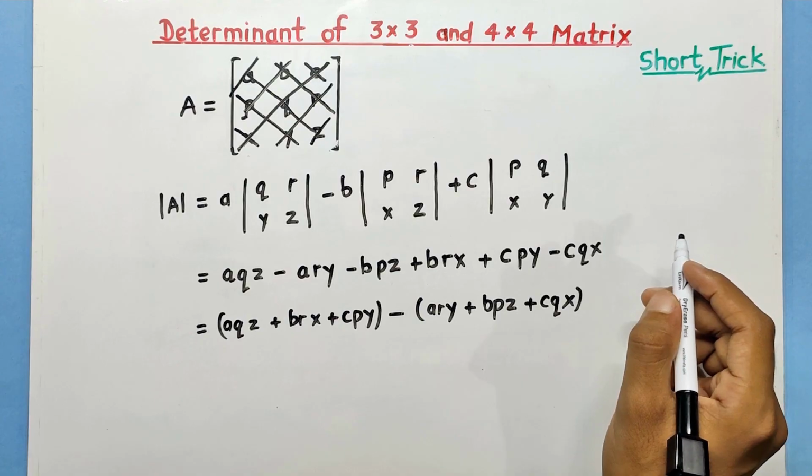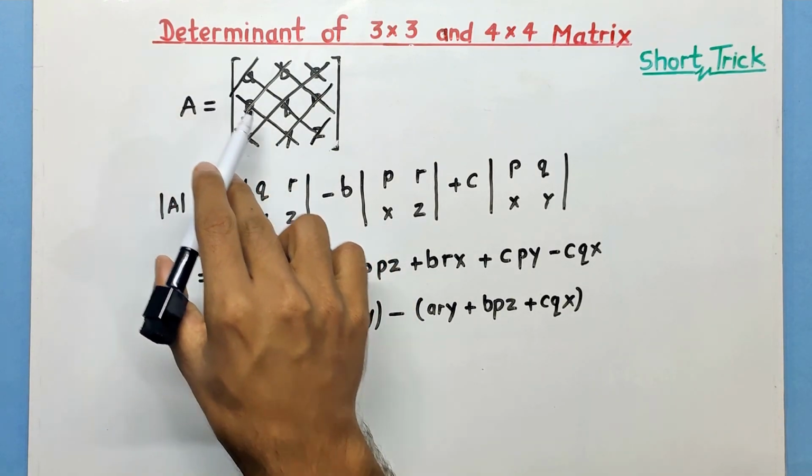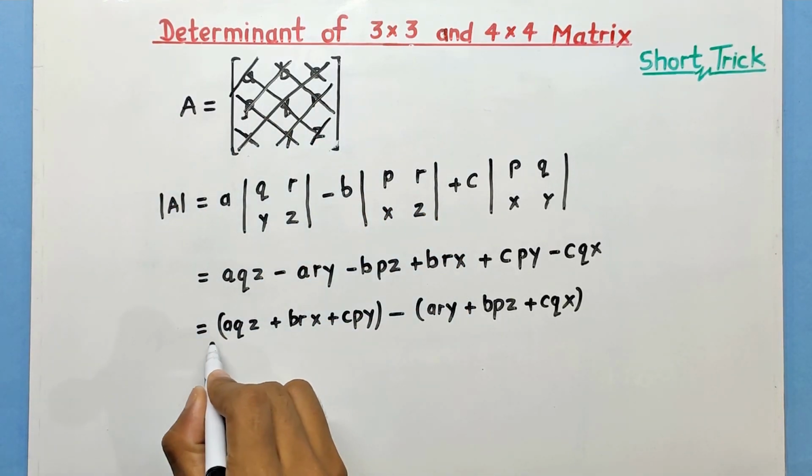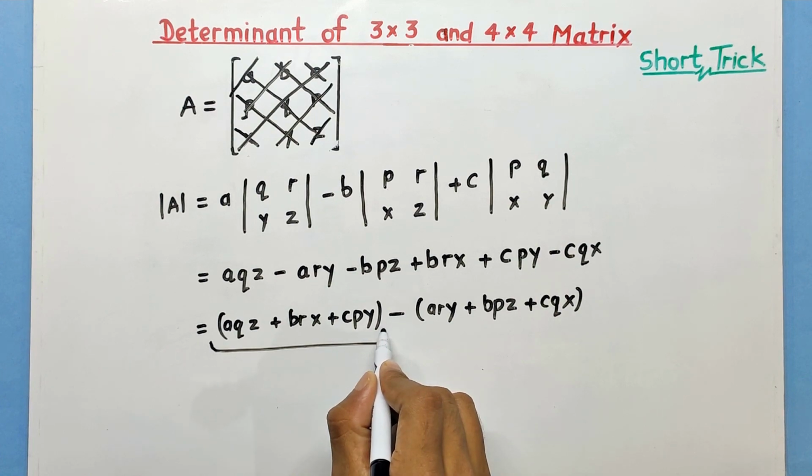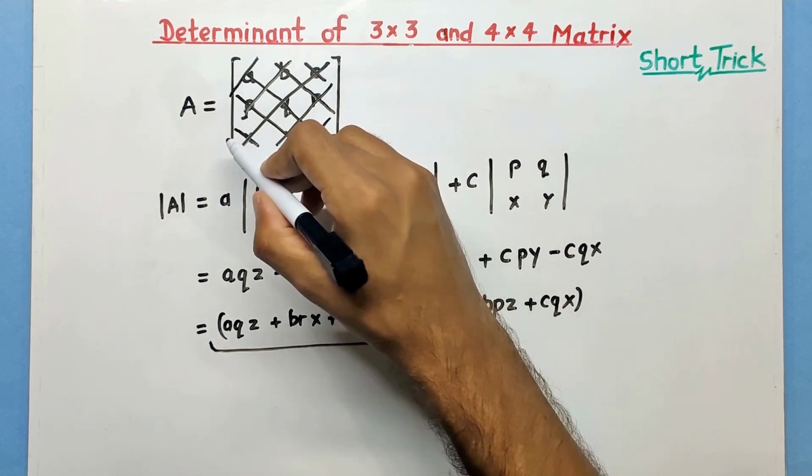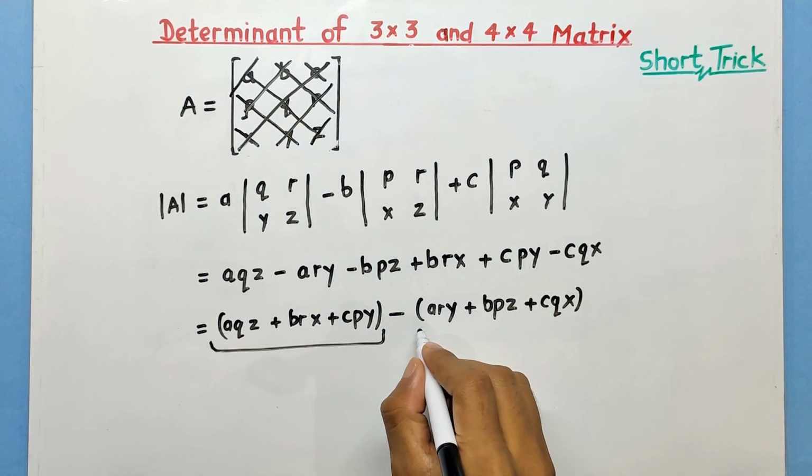and c q x is this multiplication. Now I hope you understand why we are multiplying the elements in this diagonal and adding them, then subtracting the elements in the off diagonal, that is these numbers.